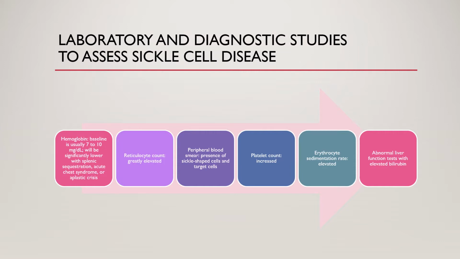Hemoglobin baseline is usually 7 to 10. It will be significantly lower with splenic sequestration, acute chest syndrome, or aplastic crisis, because these kids can go into aplastic anemia also. Retic count is hugely elevated. You'll see sickle cells in the blood smear. You won't, but the lab will, and you'll get the report back. Platelet count is increased, erythrocyte sed rate is elevated, and they're going to have abnormal liver functions.